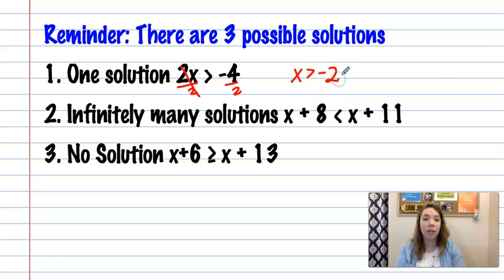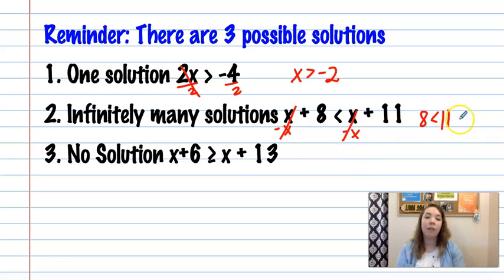Anything larger than -2 is my solution. You could also get infinitely many solutions. So this happens normally when we have variables on both sides that are exactly the same. So these are both a positive 1x, meaning when I try to subtract them, they cancel out. But for this one, we just have to check if it's true.